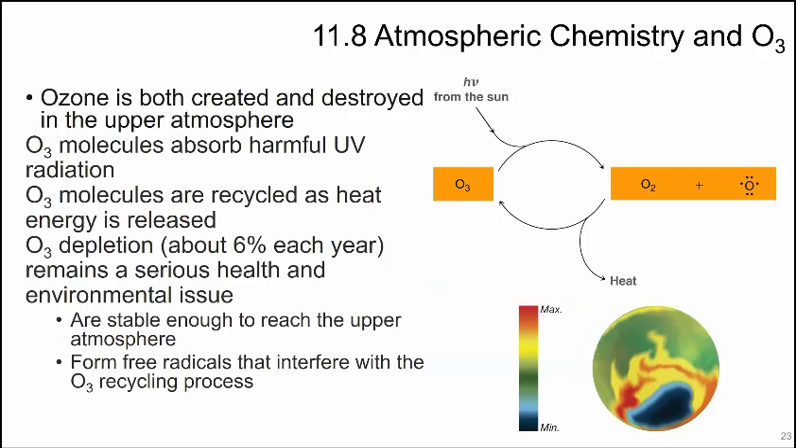If we're looking at atmospheric chemistry, ozone is created and destroyed in the upper atmosphere. You can see this blue region in the drawing here is where the hole in the ozone is. Ozone molecules absorb harmful UV. We can see this ozone can get broken down from light from the sun into oxygen and generate heat. So ozone molecules will absorb those harmful UV rays, and it can be recycled as heat as energy is released and then reform ozone again.